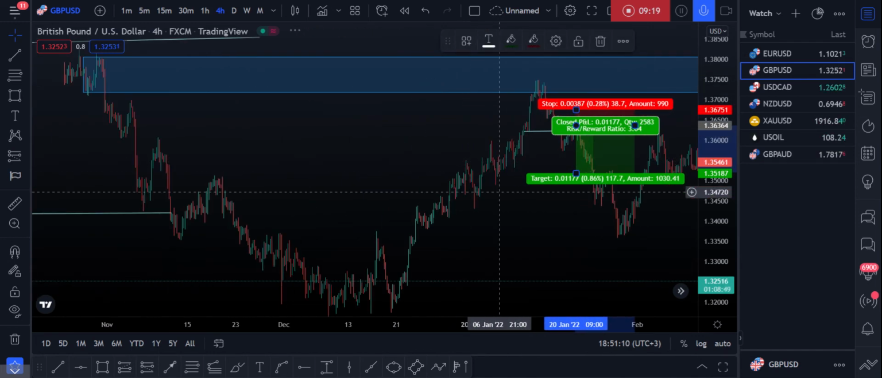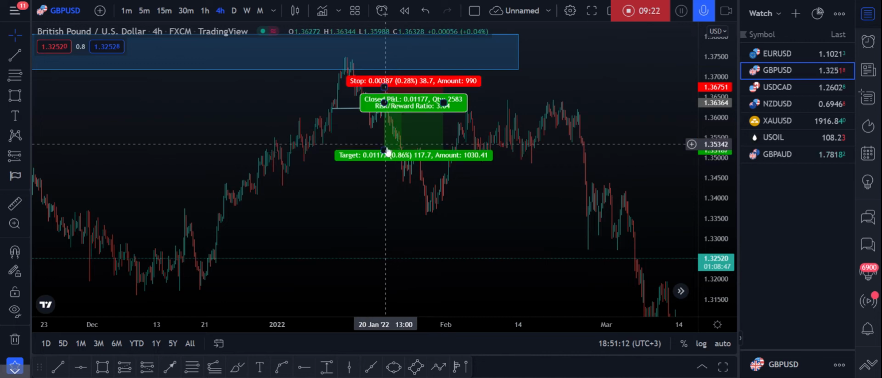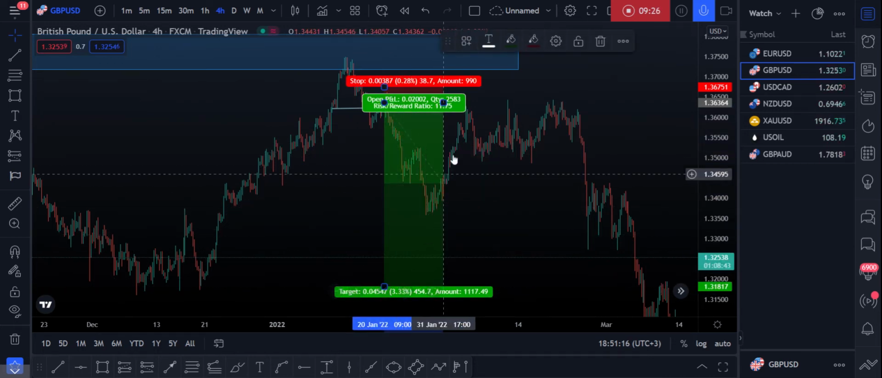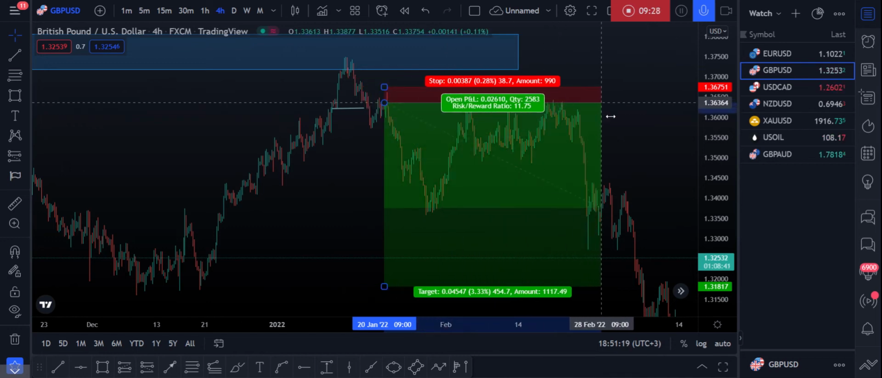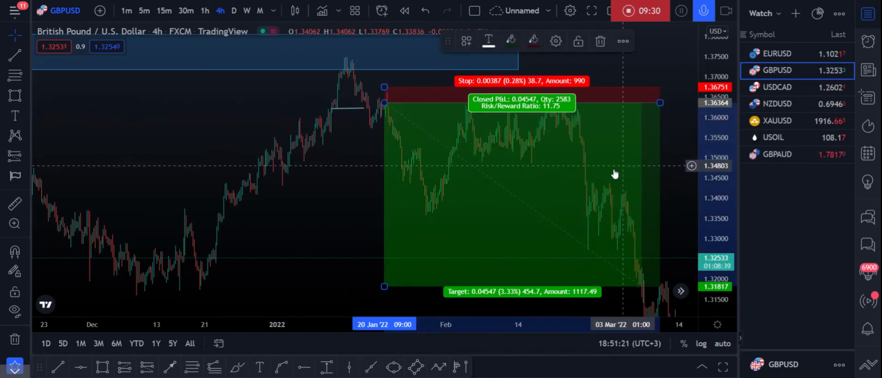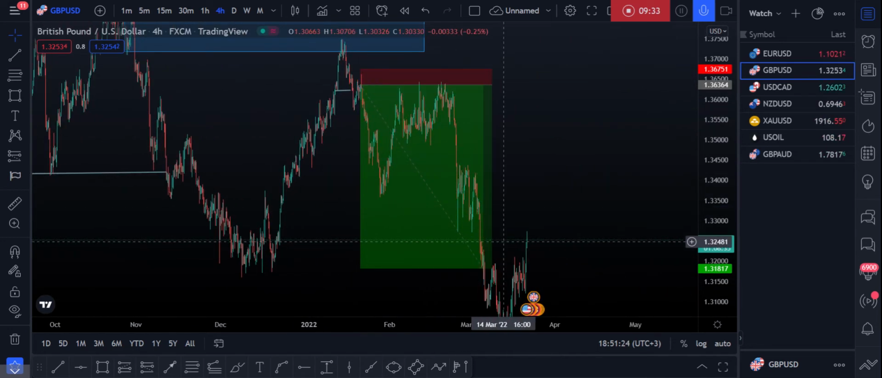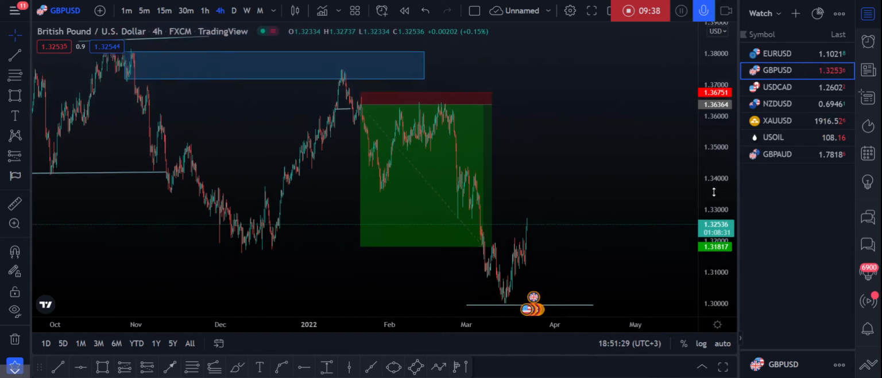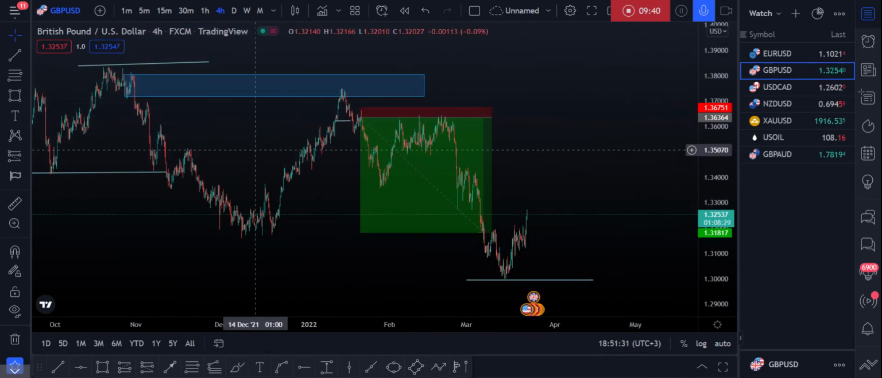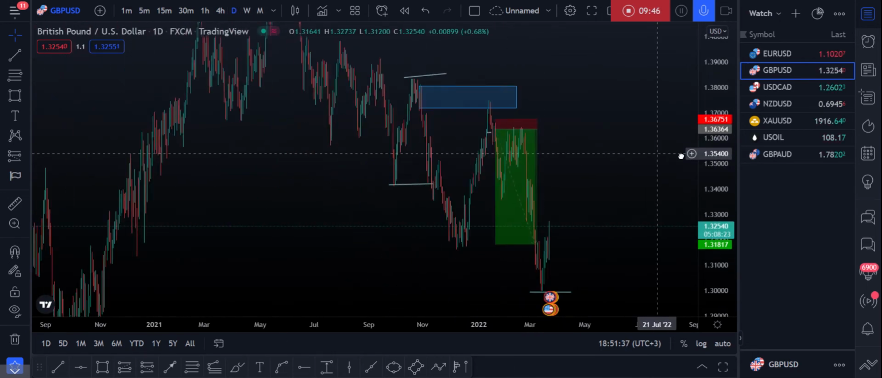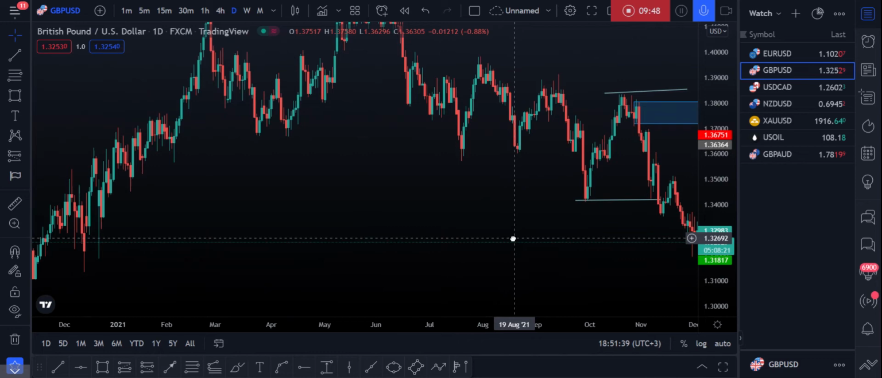Stop loss above, and targets, we can have our targets up to the previous low, and we can see the market came and crashed it. So basically, that is the strategy. We can look at another example. Going back to the daily, we can look at another example.